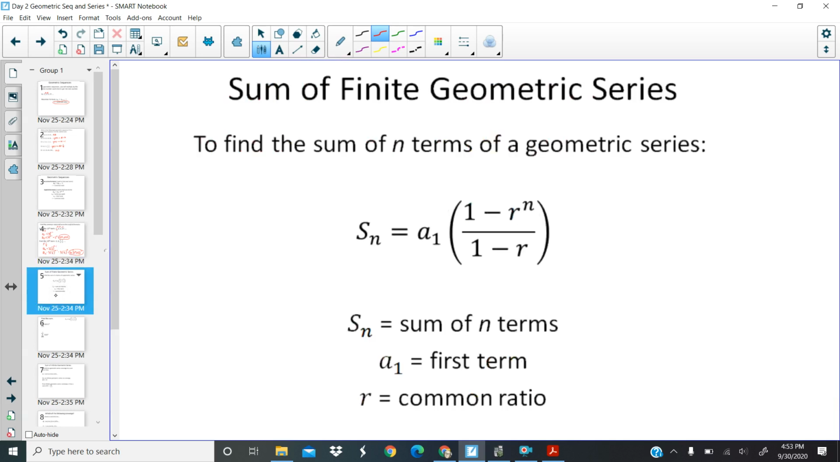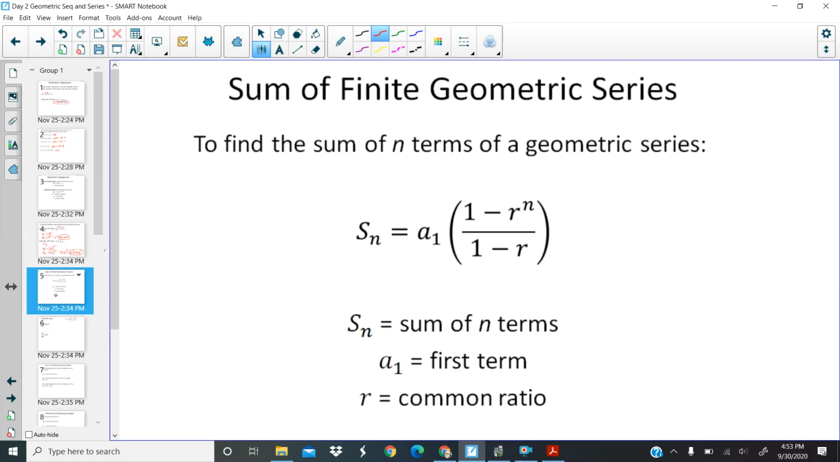So then we're moving on to series. That was some sequences, and now we're moving on to series. So this is to find the sum of a finite geometric series. And again, you don't have to memorize this formula because I know that this one looks a little bit intimidating.